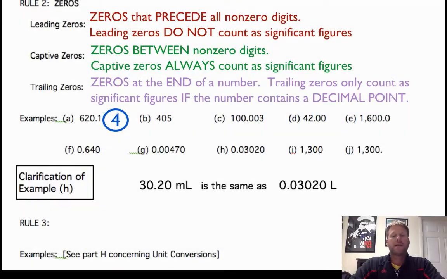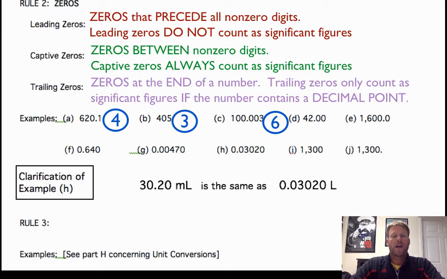Both examples contain only captive zeros, so all the zeros count. B has 3 sig figs and C has 6 sig figs. Example D has 2 non-zero digits that count as sig figs. But what type of zeros are we dealing with?